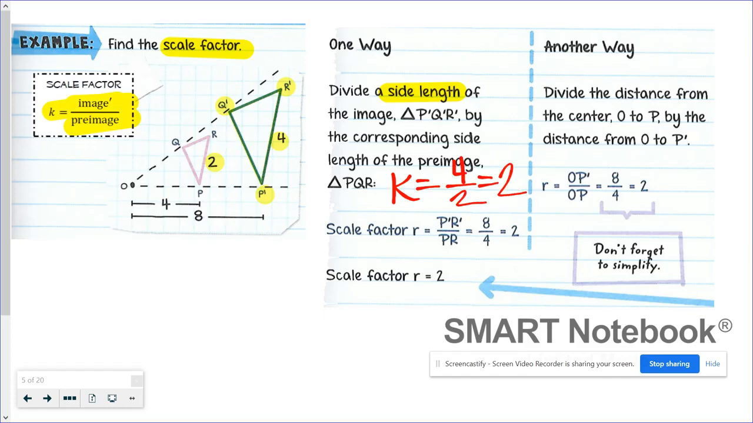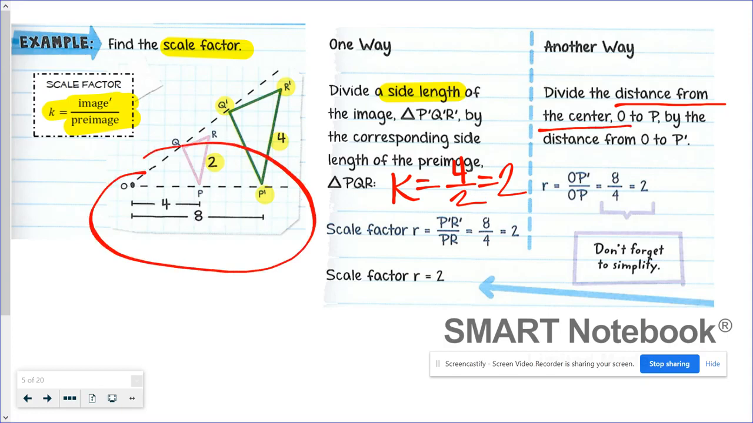Another way of doing this is to use the distance each point is from the center of dilation. So that's these right here. And 8 is the distance associated with P prime, and 4 is the distance associated with P. And so that's what they're calculating here. They're getting the same scale factor of 2.